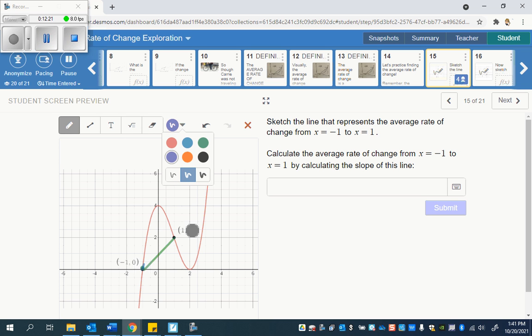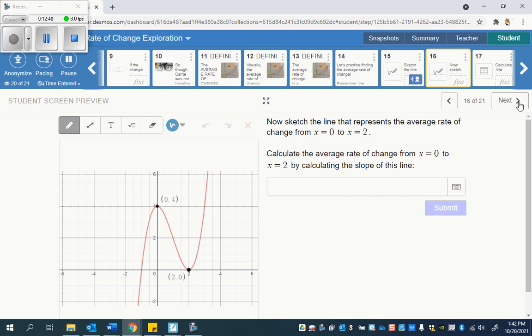Now we'll change it to purple. Now let's try again. A rise to run. Rise to run. Oh, I like that so much better. So when we talk about an output of 2, a change in my output is 2, the change in my input is 2, my slope is going to be 1. Everybody okay with that?